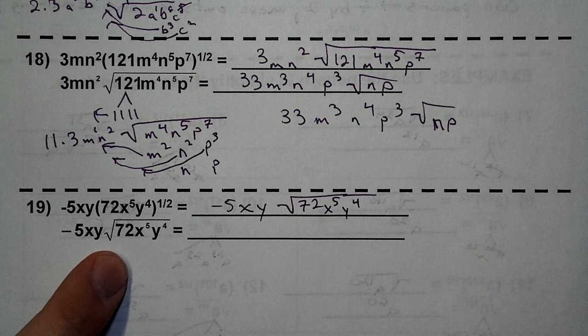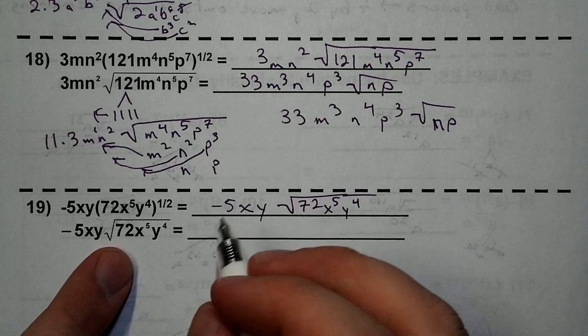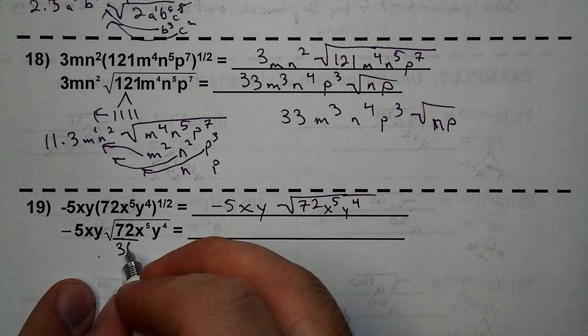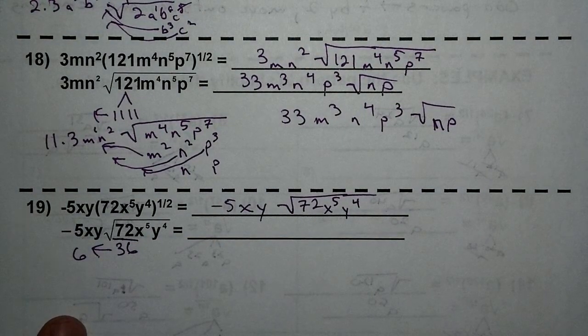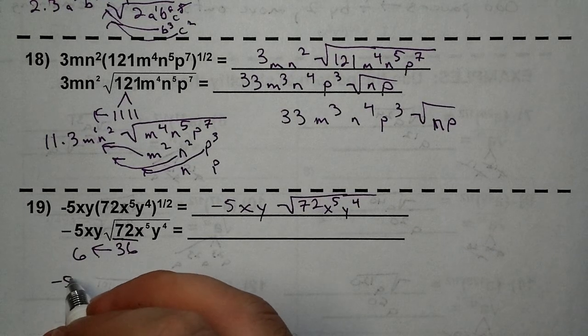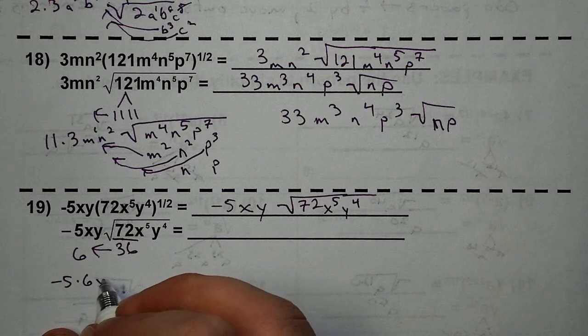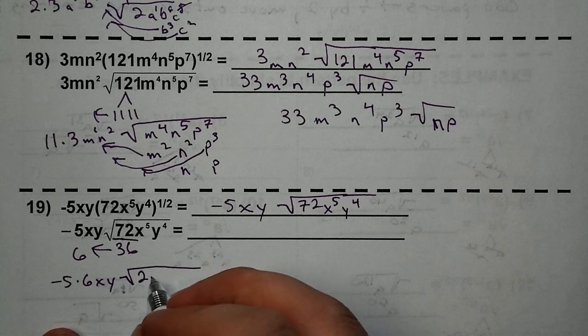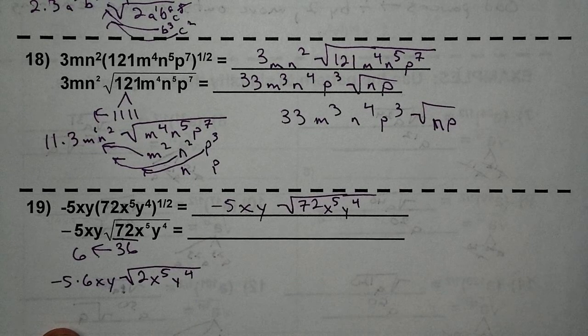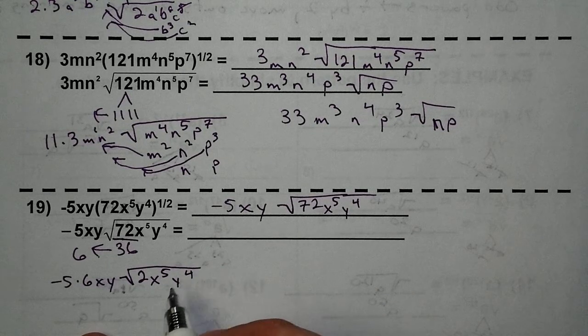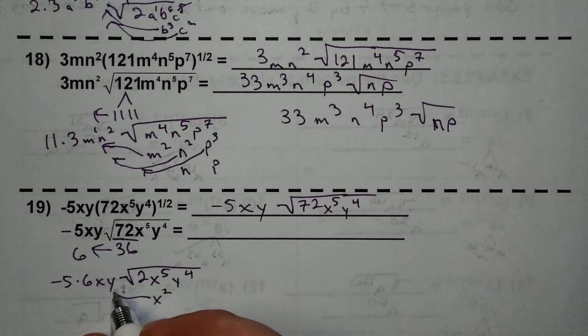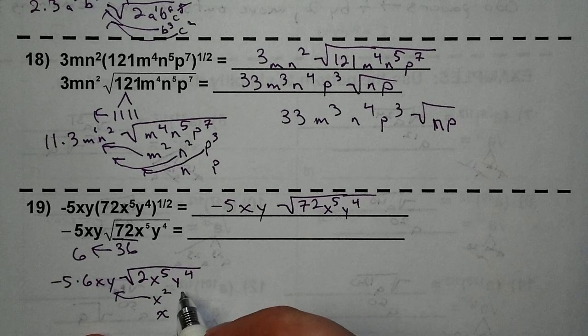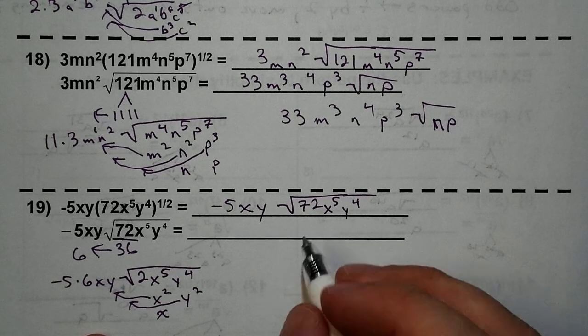Now, 72 is not a perfect square, but 36 is. And 36 goes in there, which means I'm pulling out a 6. So I've got negative 5 times 6xy on the outside, square root of 72 divided by 36, which is 2. Then I have x to the fifth, y to the fourth. X to the fifth is an odd number, so divide it by 2, you get 2.5. So we're taking out an x squared, and there's going to be an x left over. Y to the fourth is an even number, so we're going to take out y squared when we divide it by 2, and there's no y's left over.